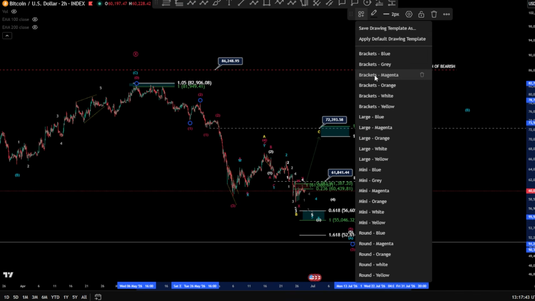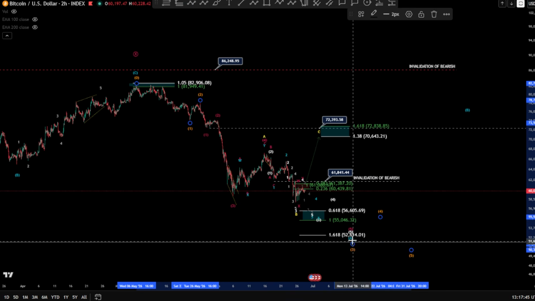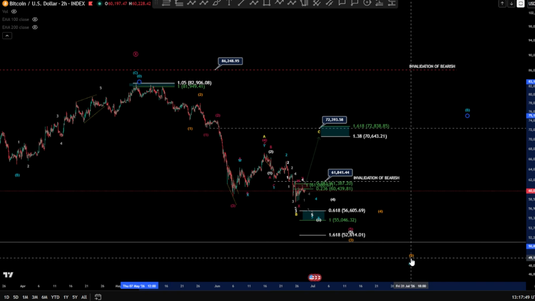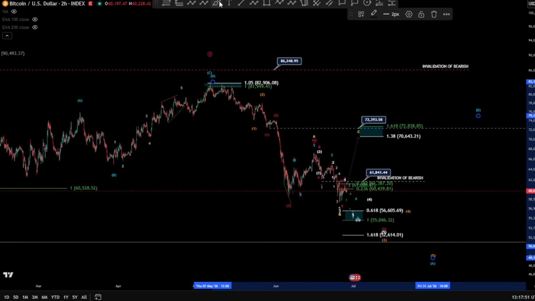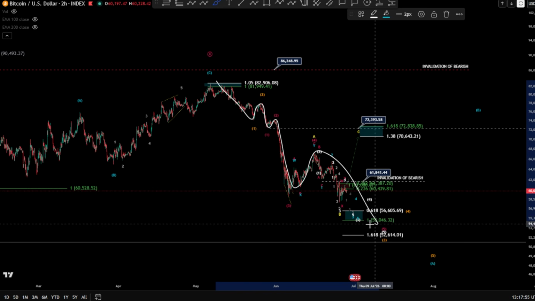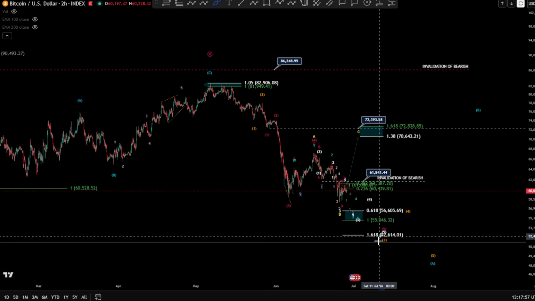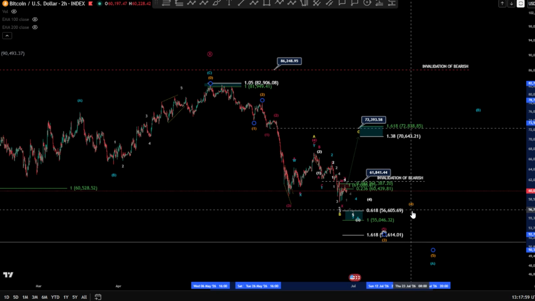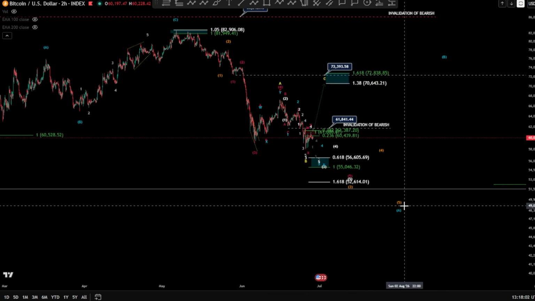So I'm going to put this in orange brackets. There we go. So for this impulse, yeah, it's still very likely that we push lower, where we have 1, 2, 1, 2, 3, 4, and a 5 to finish a wave 3 there in the orange, and then getting another wave 4 and a 5 to finish the wave A.